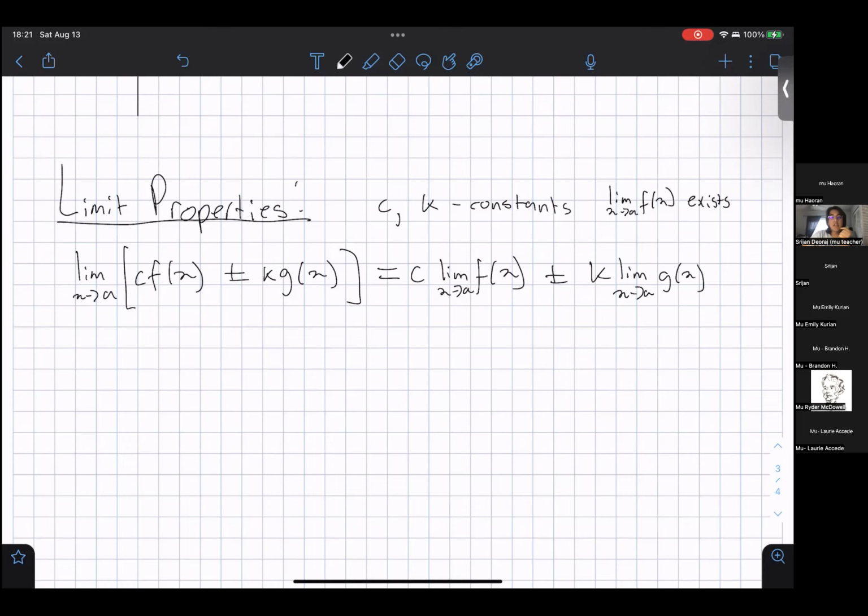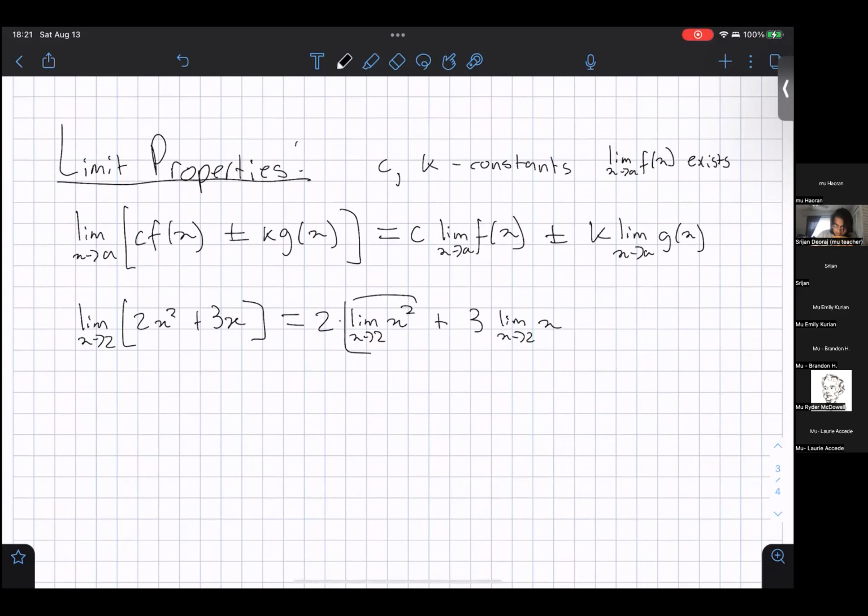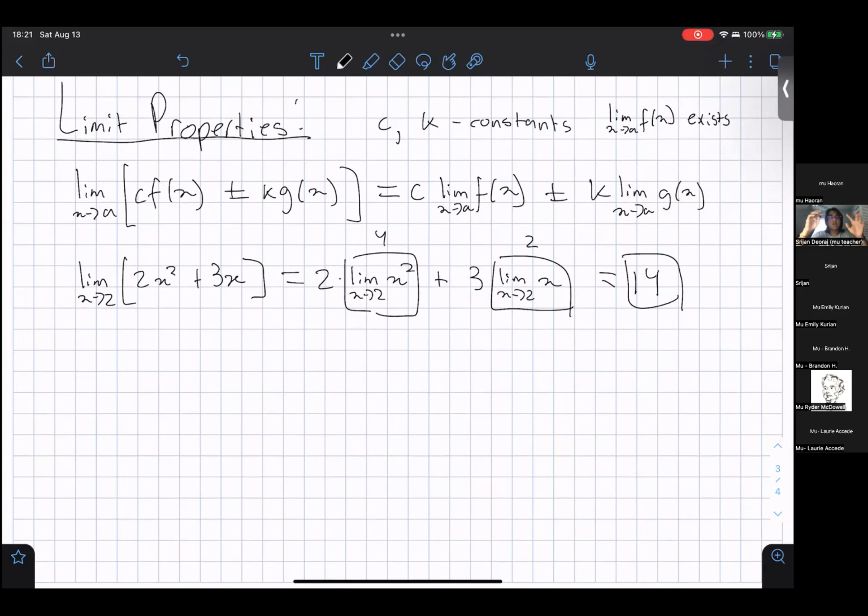for example, if I'm evaluating the limit as x approaches 2 of 2x squared plus 3x, I can pull the 2 out and say it's 2 times the limit as x approaches 2 of x squared, plus 3 times the limit as x approaches 2 of x. This is just 4, because you can just plug it in, and this is just 2. So 2 times 4 plus 3 times 2, 8 plus 6 is 14. So that's the first property.